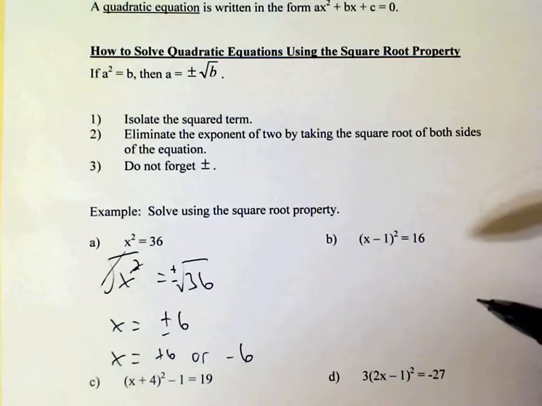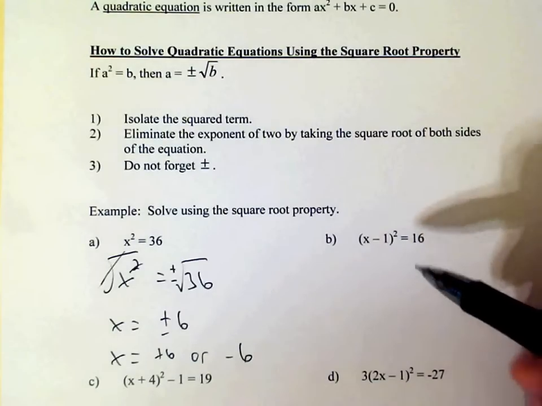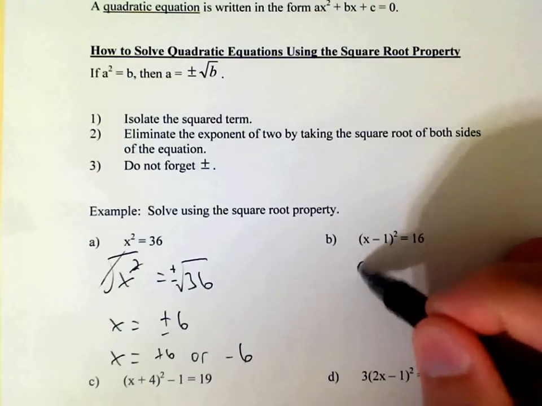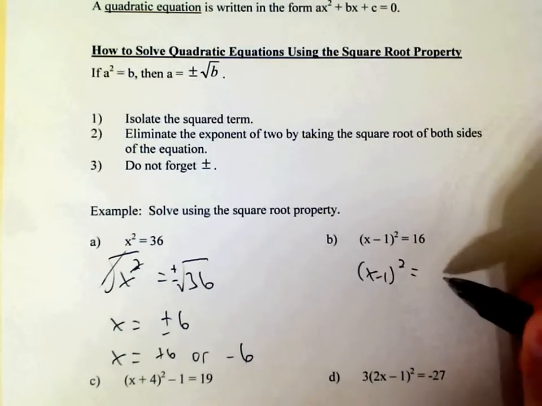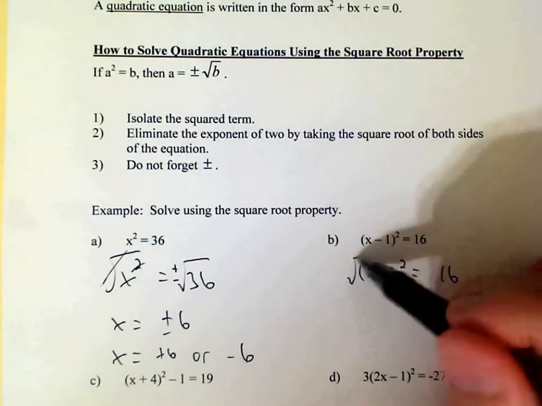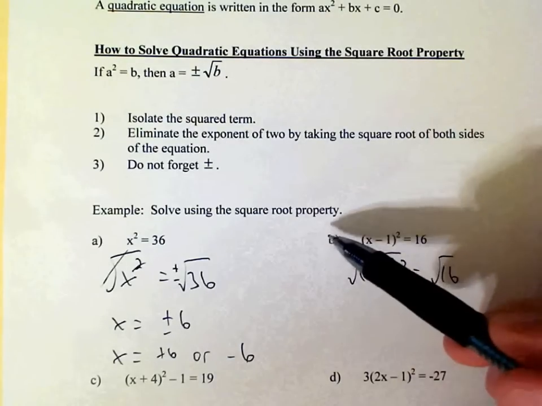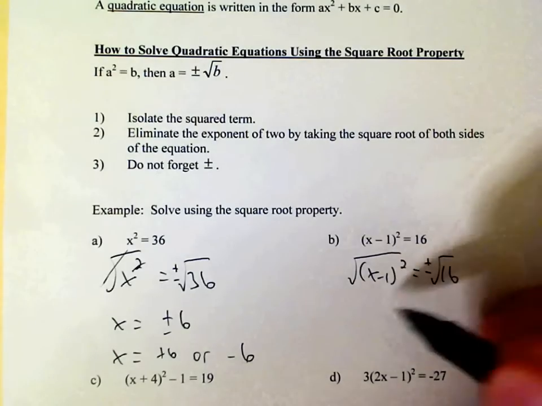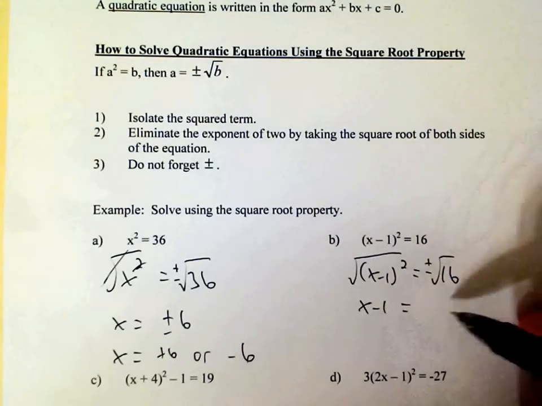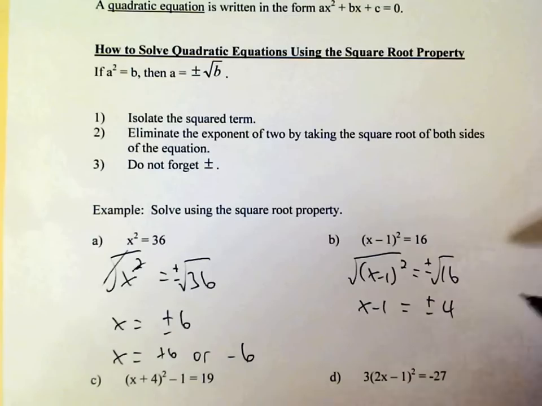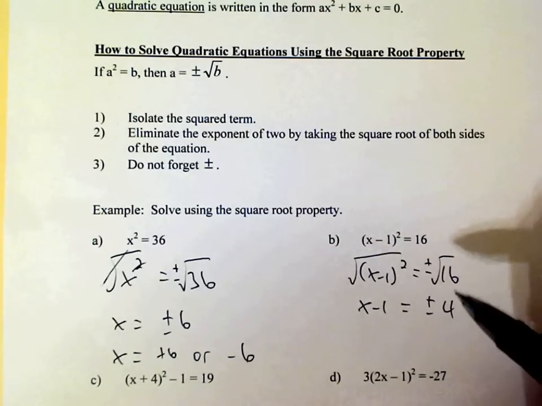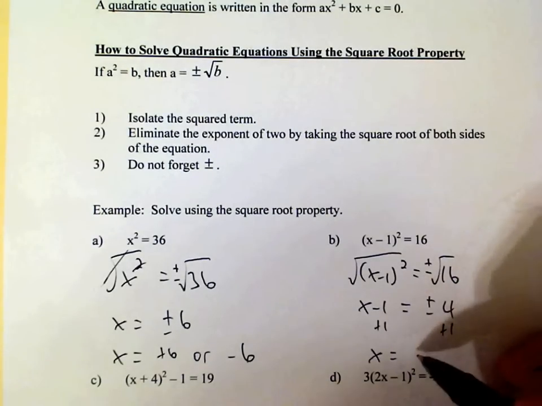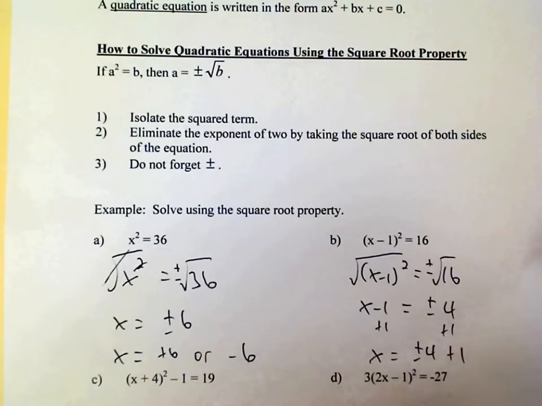Let's do a few more examples. For part B, we already have the x squared term isolated. So now what we're going to do is eliminate the square by square rooting both sides. That's why it's called the square root property. As soon as you take the square root of both sides, we get plus or minus. Left side ends up being x minus 1. Right side ends up being plus or minus 4. Now we want to isolate the x, so we're going to add 1 to both sides. So we now have x equals plus or minus 4 plus 1.